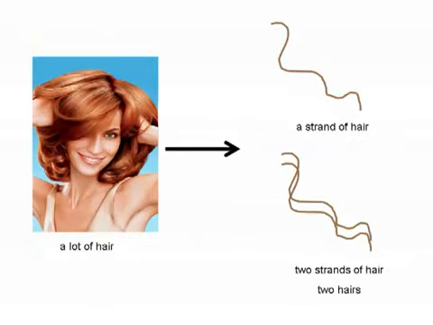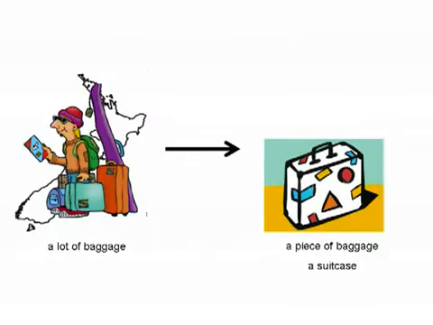Hair as a whole on your head cannot be counted. A lot of hair, a strand of hair, 2 strands of hair, 2 hairs. A lot of baggage, a piece of baggage, or a suitcase.